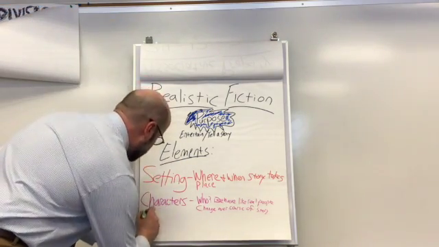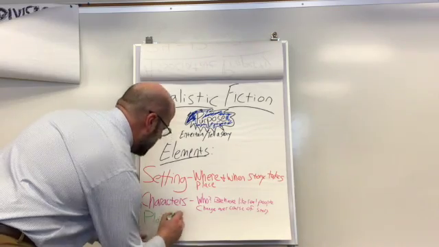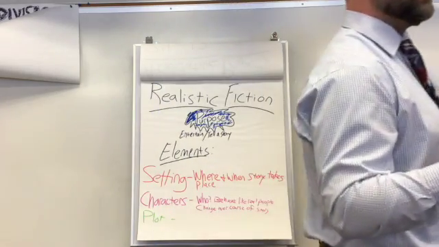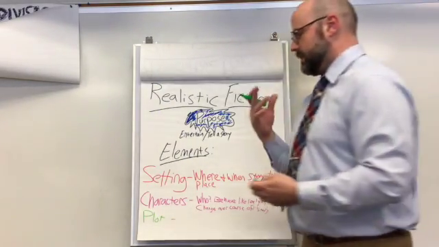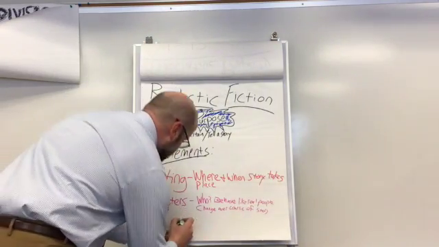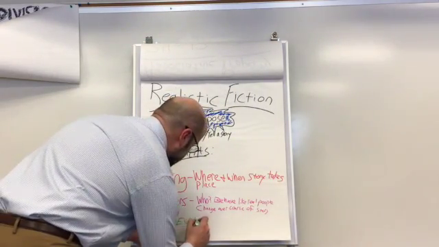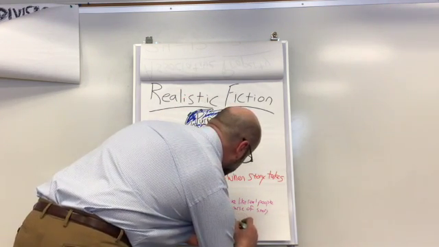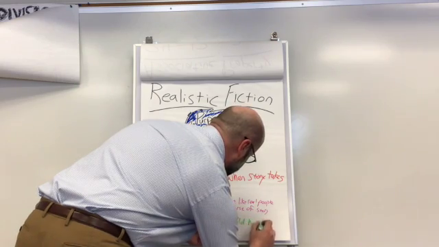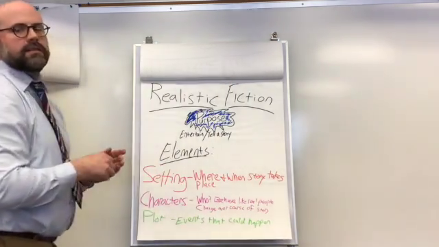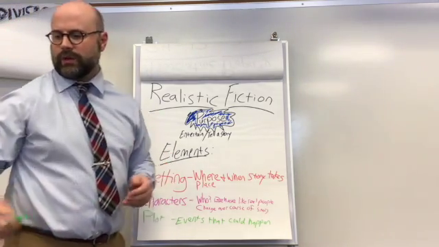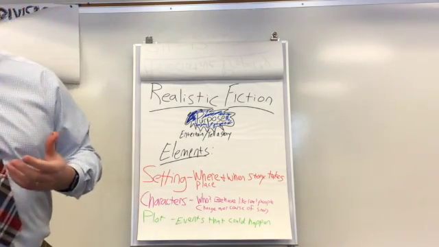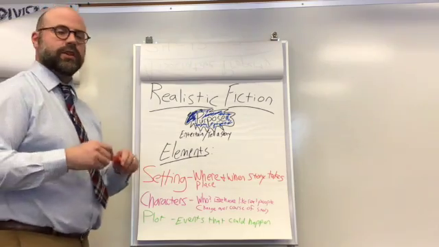There's also the plot of a realistic fiction story, but what makes up the plot of a realistic fiction story? It's events that could take place in real life, and we discussed that, right? Events that could happen, I'll say. So it's not Godzilla coming to Tokyo and razing it to the ground. It's a girl in a wheelchair and her struggles.